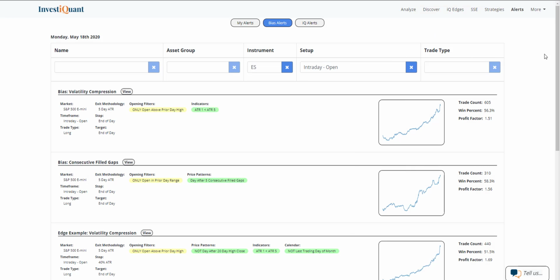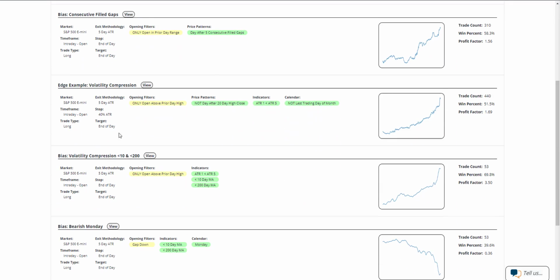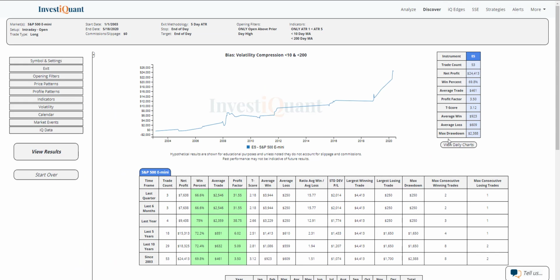The bias alerts are just a bunch of biases that are either statistically significant or noteworthy that we've loaded into the platform to give you ideas to look at on a daily basis. They are already within here. So all I gotta do is, once I'm in this bias alerts section, scroll down and find this one called bias volatility compression under 10 and under 200. Hit view results, and this will load it into Discover. And these are the results of this volatility compression pattern when under a 10 and under 200-day moving average.